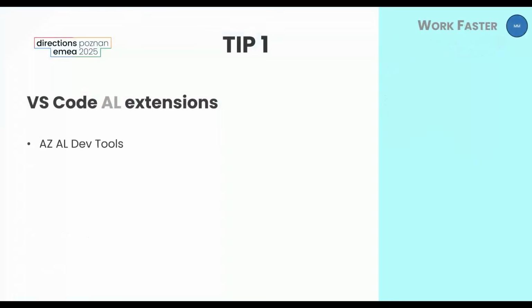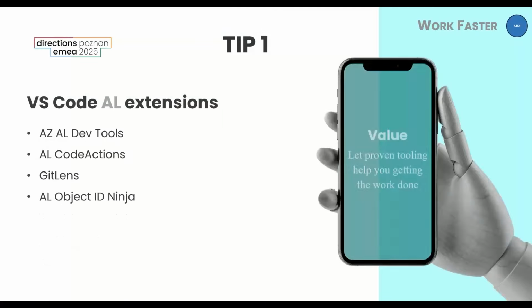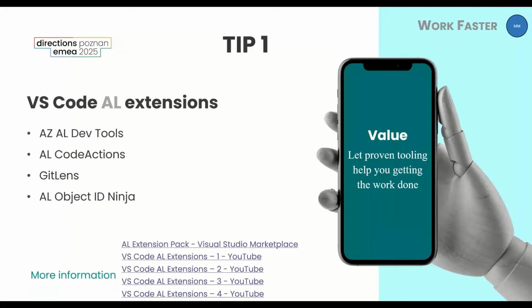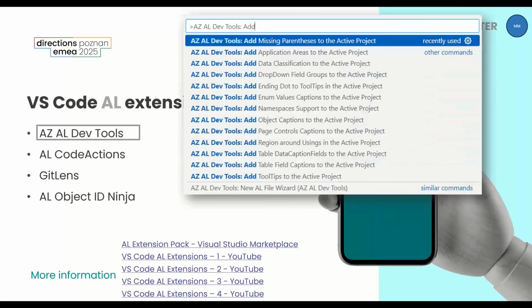The tip number 1 for today is about using VS Code AL extensions. The idea is that often when you do your work, there are already some extensions that can help you do that work faster. Of course, there are multiple extensions which can help you, but we just put the 4 here, the 4 that we think are very important. The first one is AL Dev Tools from Andrzej. Literally, I call this extension a Swiss Army knife because you have a bunch of various tools and procedures which can help you solve or automate things in your repo.